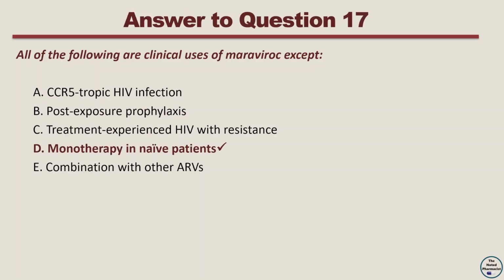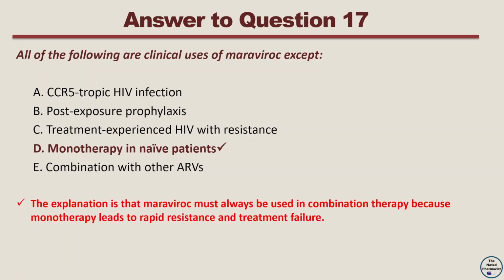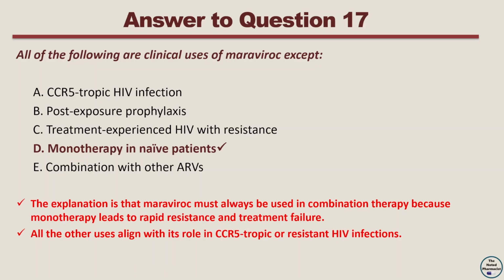The correct answer is option D, monotherapy in naive patients. The explanation is that maraviroc must always be used in combination therapy because monotherapy leads to rapid resistance and treatment failure. All the other uses align with its role in CCR5 tropic or resistant HIV infections.